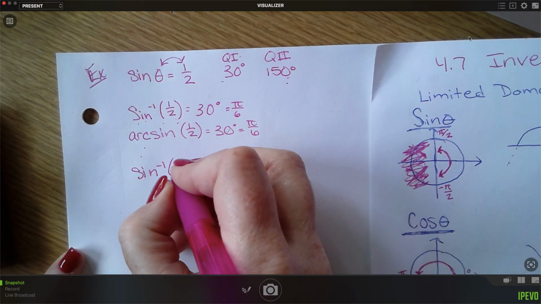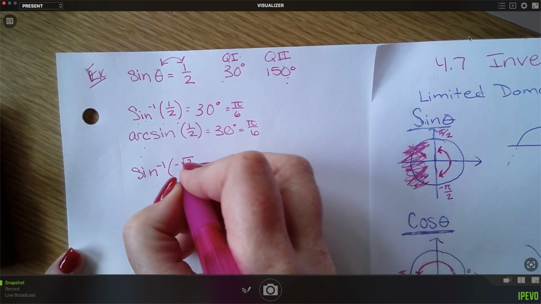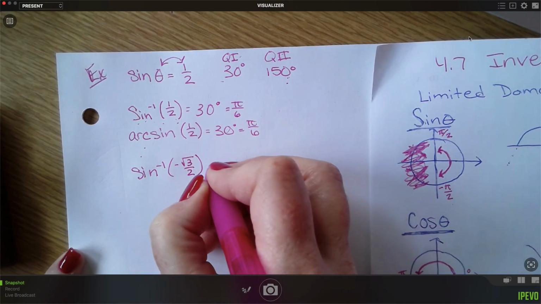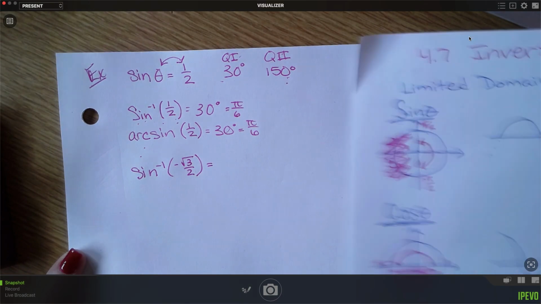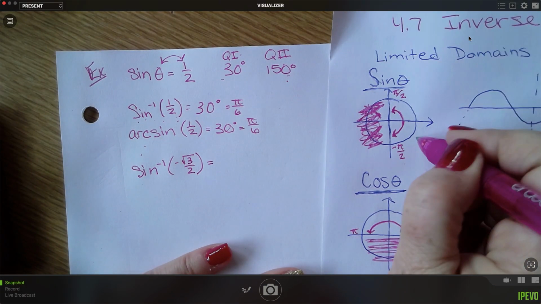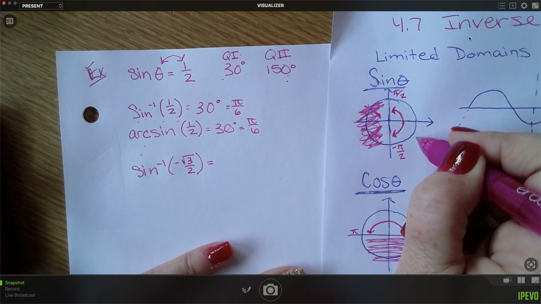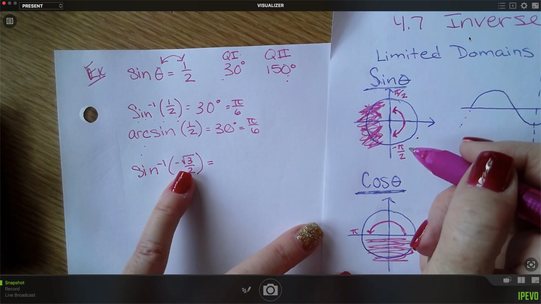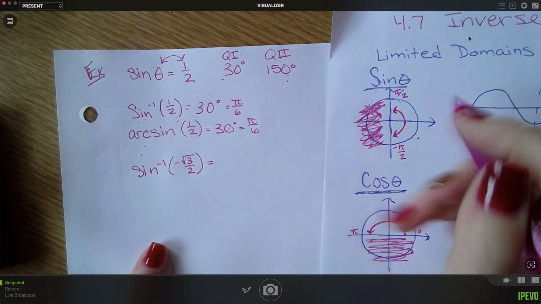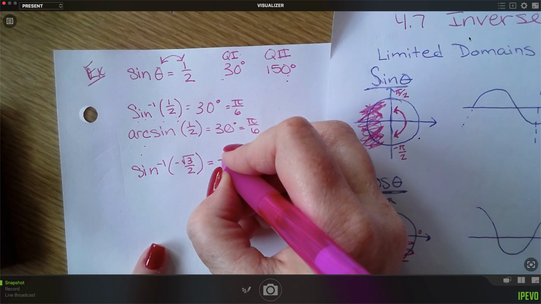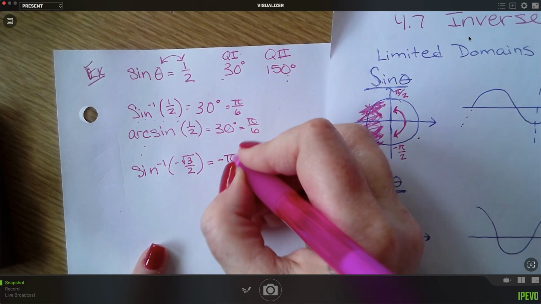Inverse sine of negative square root of 3 over 2. So I'm negative, so what quadrant am I in? First or fourth? Fourth. Okay, and what's opposite is 60. So it'd be negative because I dropped, pi over 3.